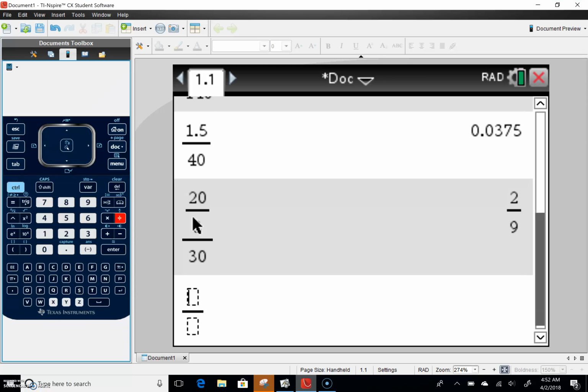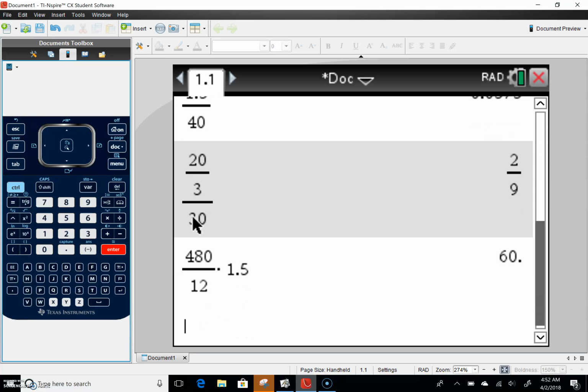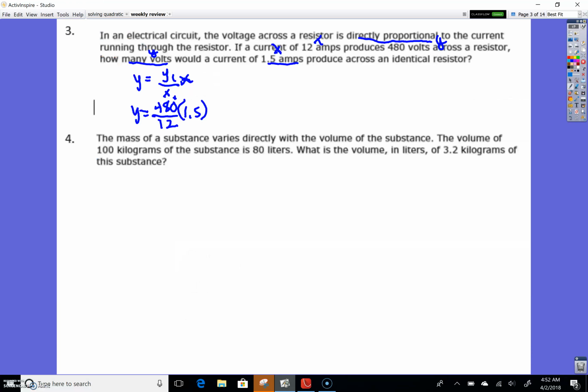Control divide. 480 divided by 12. Oops. Delete, delete, delete. Typed it in wrong. 480 over 12 times 1.5. Enter. My answer is 60. So it's 60.